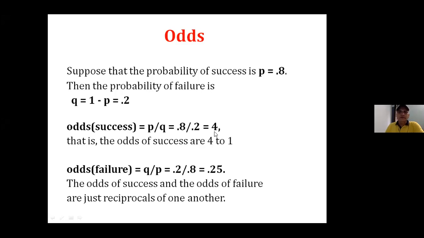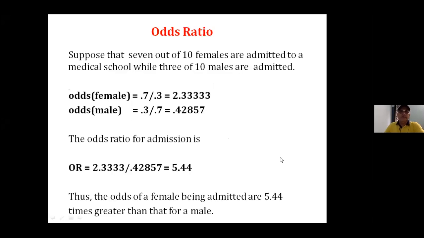And what is odds ratio? You divide this by this, you will get odds ratio. Let me give you a simple example of odds ratio. Suppose that 7 out of 10 females are admitted to a medical school, while 3 out of 10 males are admitted, right?